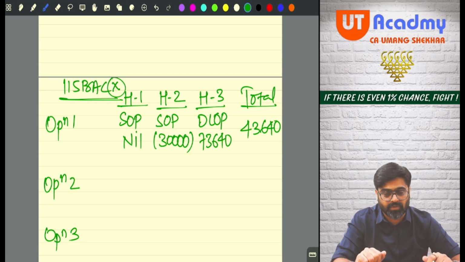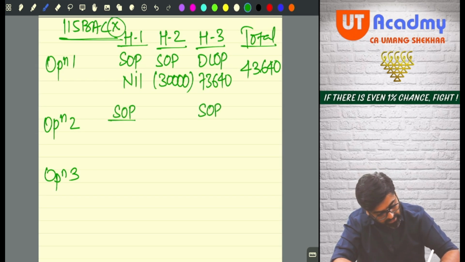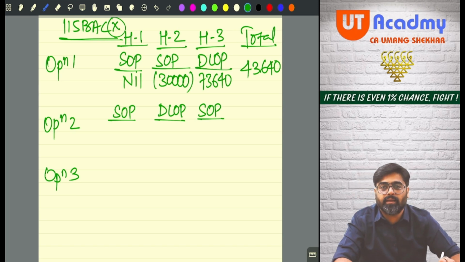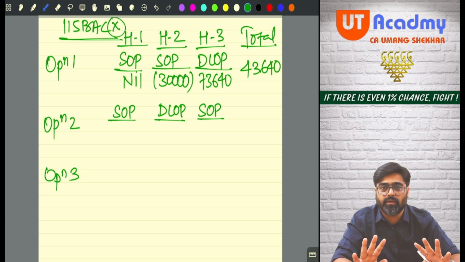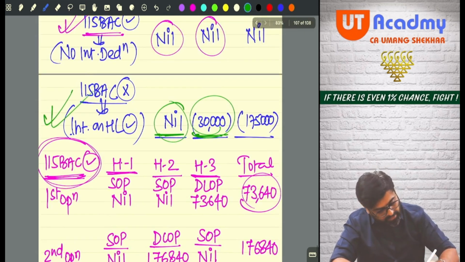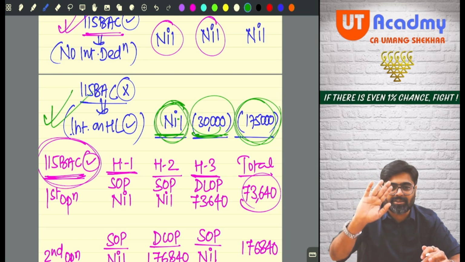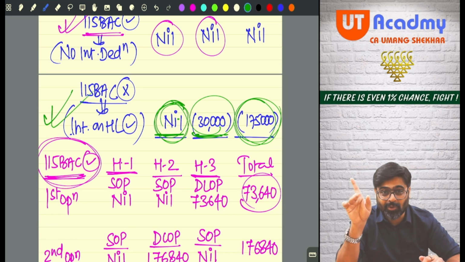Now what is the second option with me? Come on, tell me. This I will treat as SOP. This also I will treat as SOP. Then I will have to treat this as DLOP. Understanding, getting inside your mind? Come on. 1 and 3. Can I say 1 and 3 now? Both taken together, interest is not going more than 2 lakhs. Getting my point? So the loss is also not going more than 2 lakhs.